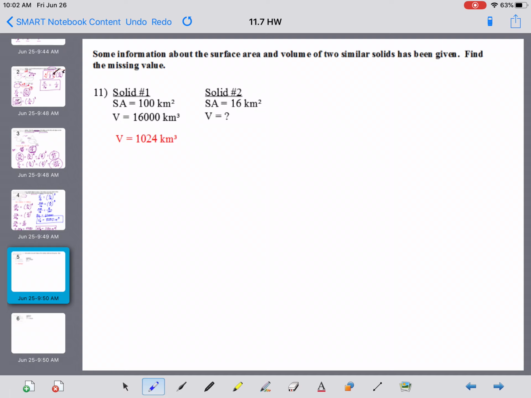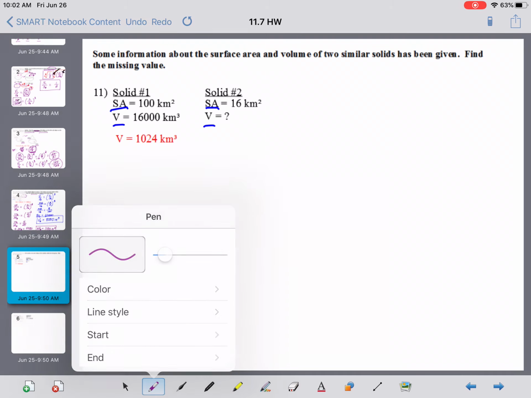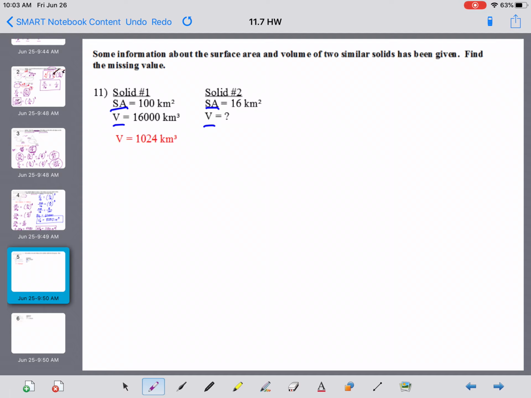All right, some information about the surface area and volume of two similar solids has been given. We're supposed to find the missing value. So what's going on in number 11 is they've given you information about surface area for two figures. We're supposed to come up with volume. What we would really like is if we had a formula that related surface area with volume. Unfortunately, we don't. Both of those things, separately, surface area and volume, relate back to side lengths. So since we know more information about surface area, I'm going to go with this formula here. Surface area 1 over surface area 2 is equal to side 1 over side 2 quantity squared.